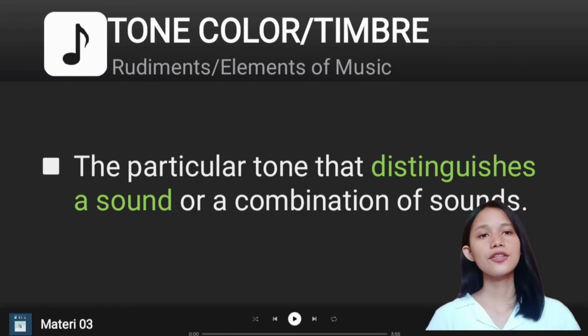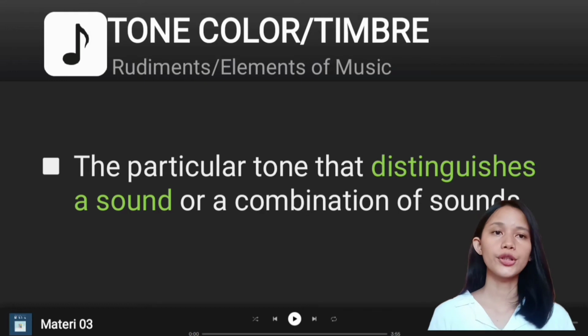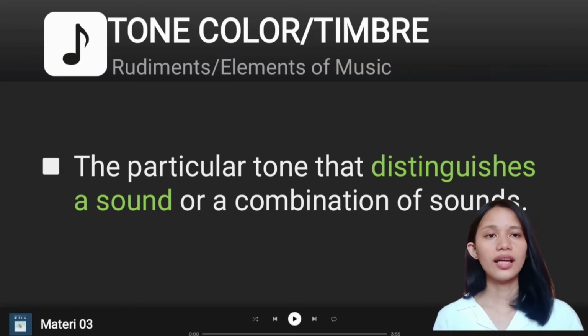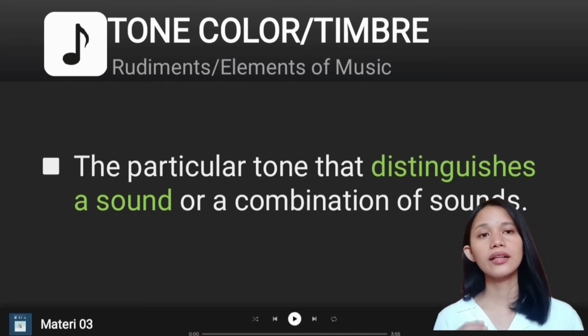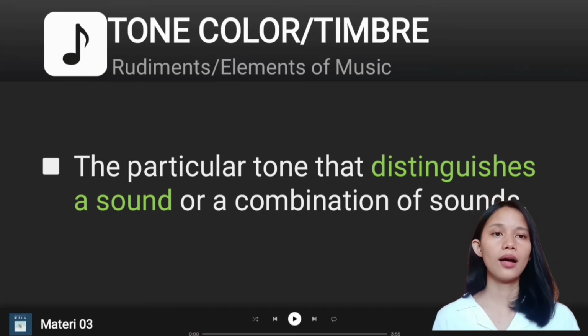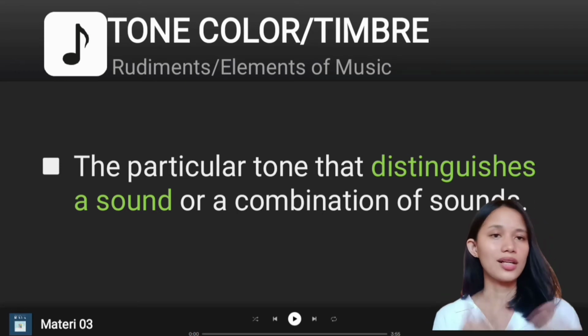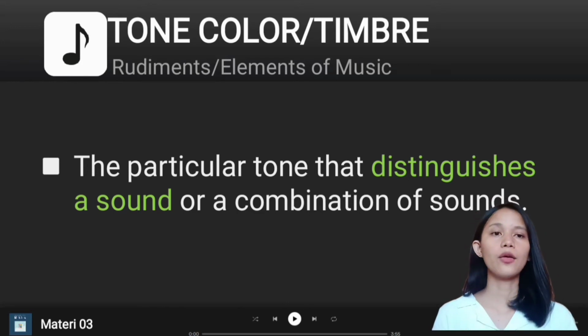Or in simplest definition, ang tone color o ang timbre ay dinedefine as the quality of voice or the musical instrument. O di kaya naman, it's the uniqueness of sound or the characteristic of a voice or an instrument. So, ito yung tunog na pinoproduce ng isang musical instrument or voice ng tao.